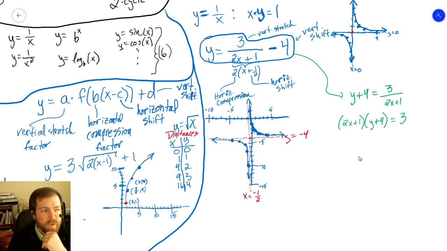This changes a bit when you go to y equals 1 over x squared, because this is now x squared y equals 1. If you double your x term, it's going to square that doubling.